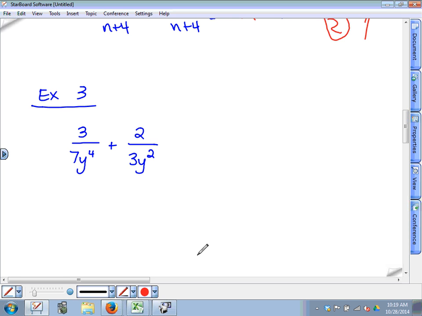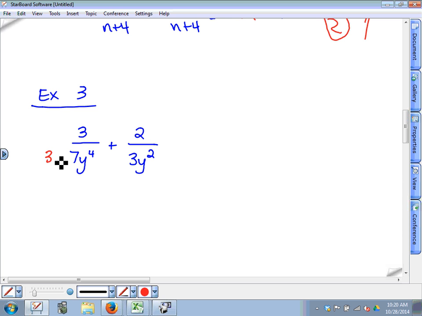All right, now we have a problem. We don't have a common denominator. And it's not just numbers we're dealing with. It's numbers and variables and exponents and everything else that's awesome. So let's just deal with one thing at a time. The coefficients. We have a 7. We have a 3. What's the common denominator? If it was just a 7 and a 3, the common denominator would be 21.